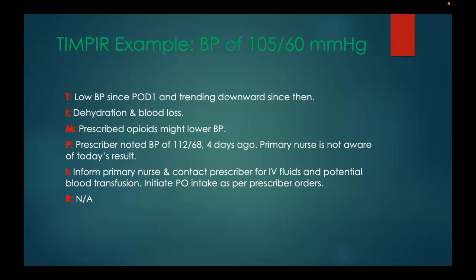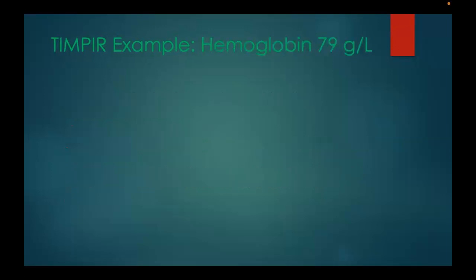A related piece of data, but again, with TIMPIR, we're not trying to cluster yet. We're looking at each piece of data in isolation at this point. So another piece of data that may be related to this patient, well, hemoglobin 79, and you may want to tie that in to the BP we just talked about. But again, the rule with TIMPIR is you're dealing with novice student nurses. You look at each piece of data on its own and start clustering later. These baby steps really help that novice nurse to get moving and not get overwhelmed.